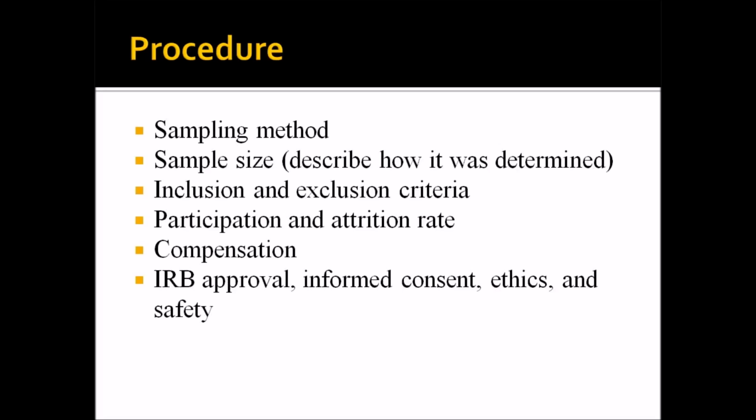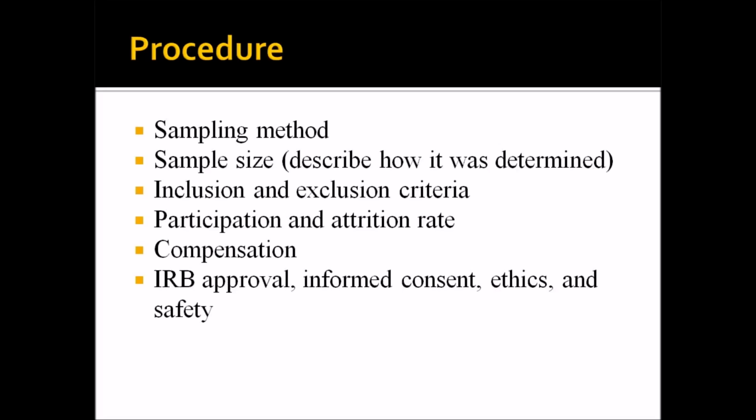So items here for either the last part of the participant section or the first part of the procedure section would be sampling method. So how did you sample the population? What method did you use? The sample size, and you want to describe how that sample size was determined in relation to, for example, any hypotheses that you're testing. You want to demonstrate that your sample size is adequate. You want to have inclusion and exclusion criteria listed here.